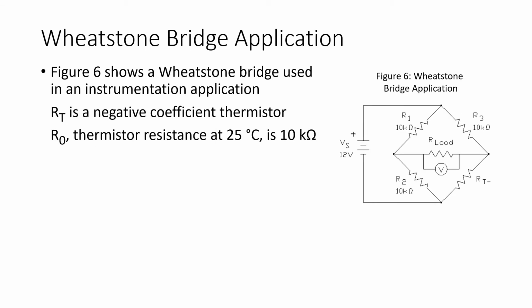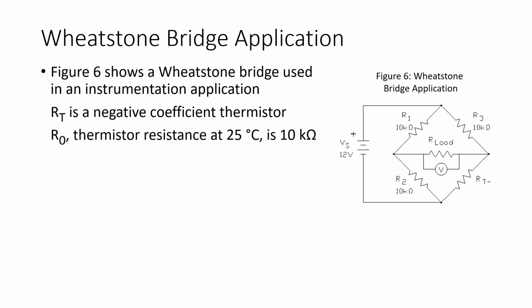Now let's look at an application of the Wheatstone bridge. The circuit of figure 6 shows us a Wheatstone bridge with resistor R4 replaced with a negative temperature coefficient thermistor. And we talked about thermistors in a previous video about resistance. I've replaced the galvanometer with a load resistor and connected a voltmeter across that load resistor.